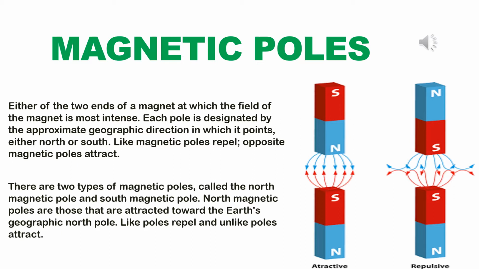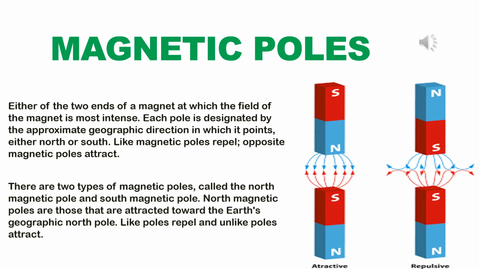See the diagram? Opposite poles are attracting each other, that means north and south. Both the poles are there, they are attracting each other. By arrow diagram I have shown. And in the second one, similar poles, that means two south poles, are repelling each other. So arrow directions are on opposite sides.